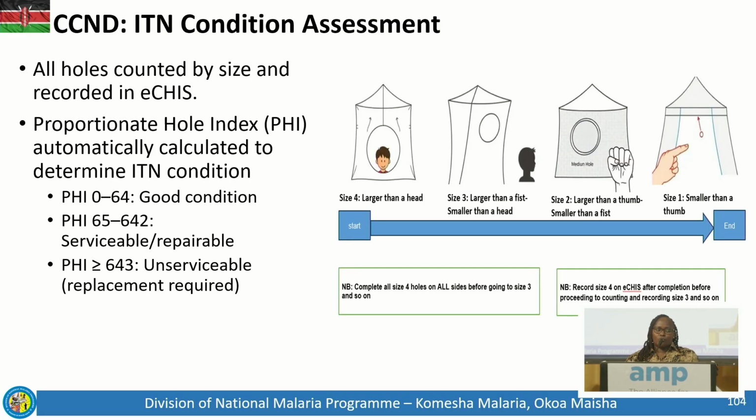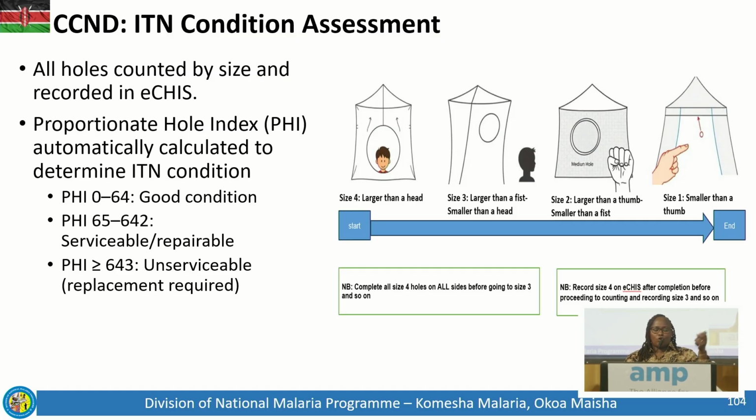And then the CHP will also be trained to do ITN condition assessment. I know mostly after a campaign, we like distributing the nets, and then we do durability monitoring of the net over a period of time, collect data, and determine the periodicity for campaigns based on the durability assessments.